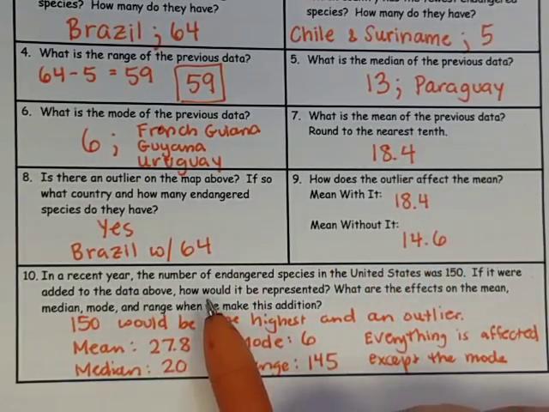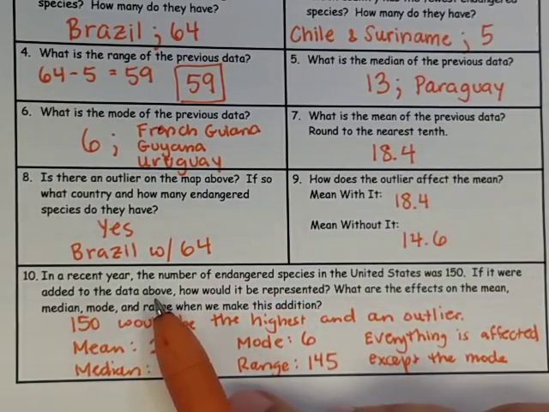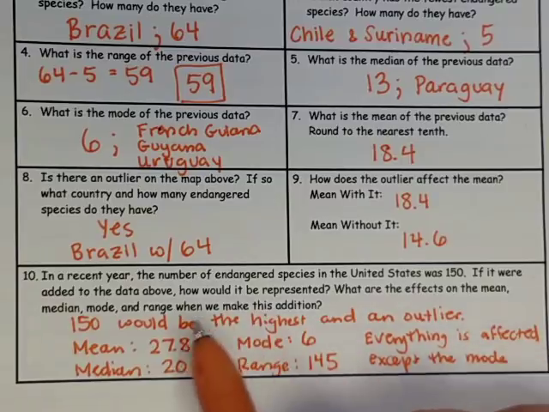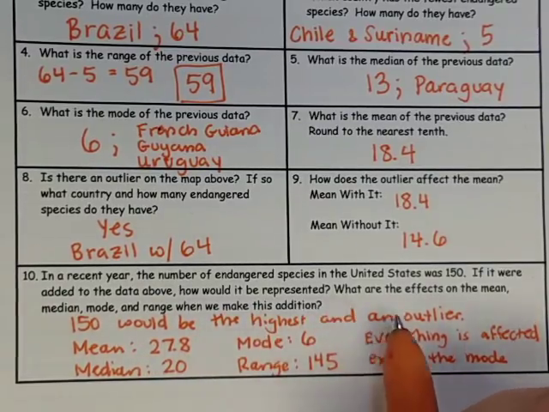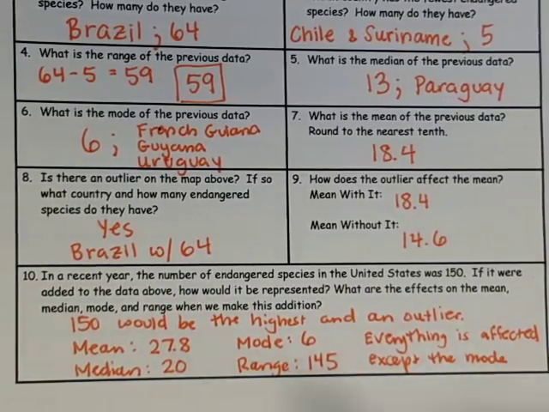So in the recent year, endangered species in the United States was 150. If it were added to the data above, how would it be represented? So 150 would be the highest number, and it would be the outlier now. The mean with the 150 would now be 27.8. The median would be 20. The mode would still be 6, and the range would be 145. So what's affected? Everything is affected except for the mode. So it pulled the mean up by a lot. It pulled the median up and did not change the mode, and it definitely changed the range.